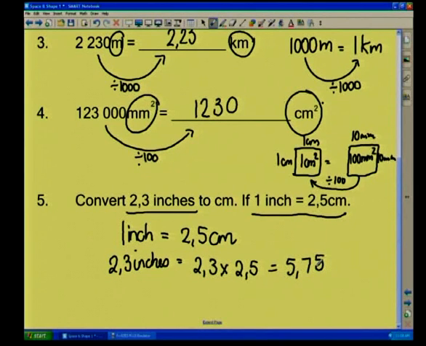What units have I changed this to? I've changed it to be centimeters. Make sure that you have put in your units, otherwise you could lose some marks.